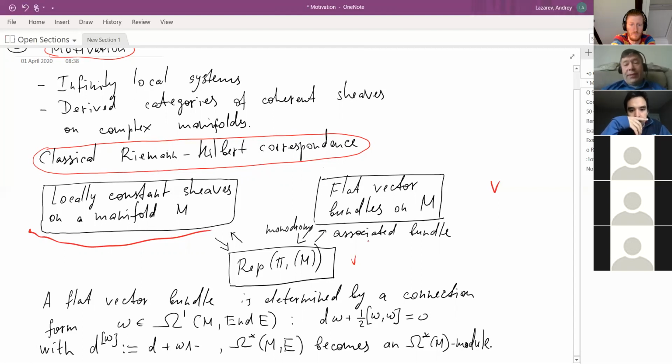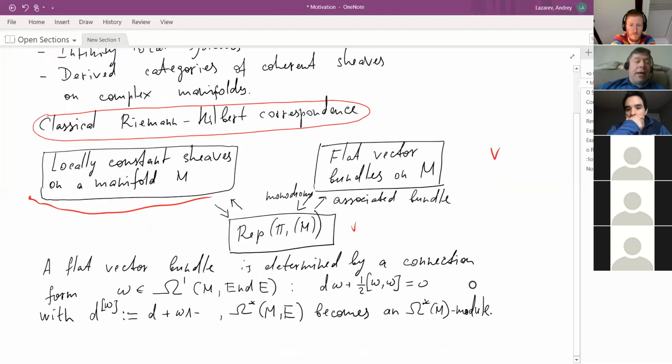Now, given a representation of a fundamental group, you can construct the corresponding covering of M and then the associated bundle, and that would be a flat vector bundle on M. Conversely, given a flat vector bundle on M, you look at the corresponding monodromy representation of the fundamental group, and you get a representation of the fundamental group. Okay, so that's how this correspondence works.